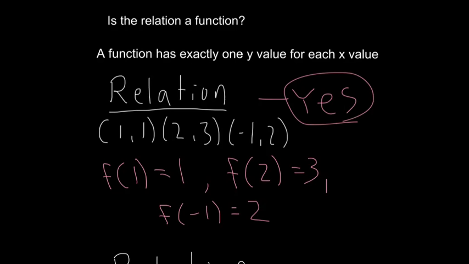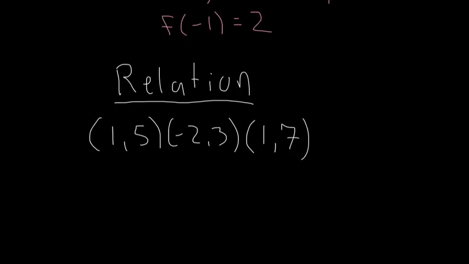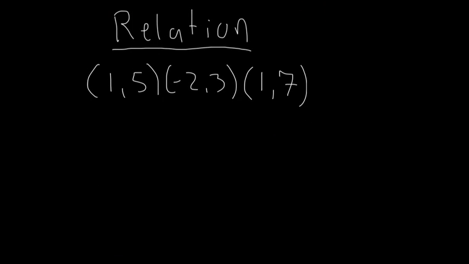Okay, let's do an example of something that's not a function. So let's look at this relation here. Let's put our numbers through our function. So let's say we had f of 1. Alright, well, let me go up here and I see f of 1 equals 5. But also up here, I have another one here. F of 1 can also equal 7.